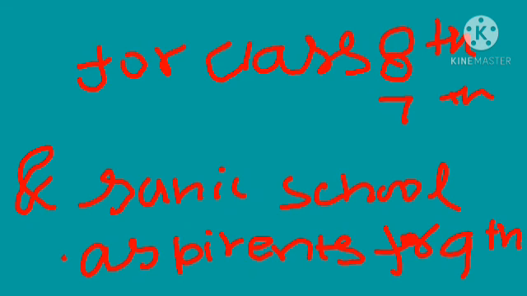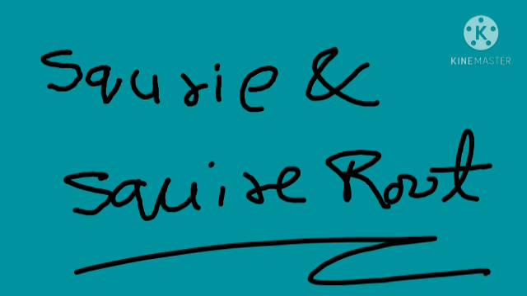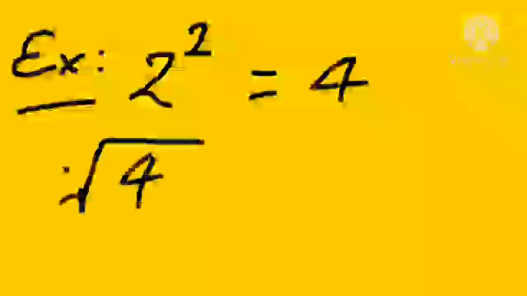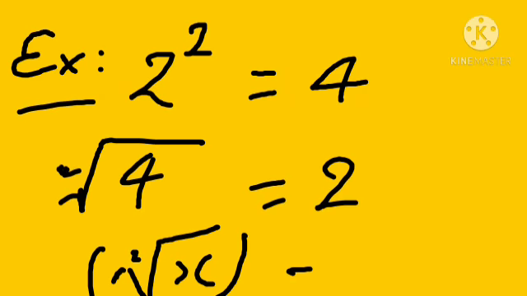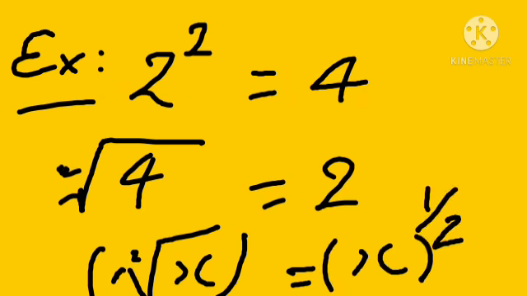Today we will discuss the topic square and square root. We will study the properties and the relation between square and square root. For example, the square of 2 we know very well, that is 4. So the square root of 4 will be equal to 2. Square means power of 2, that means square root means power of 1 by 2.